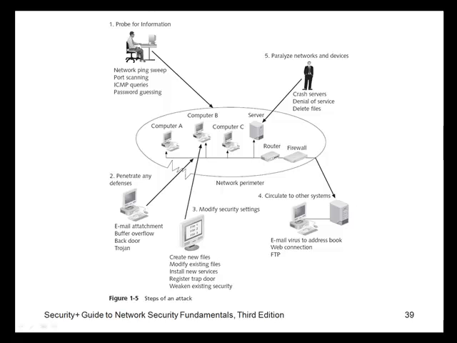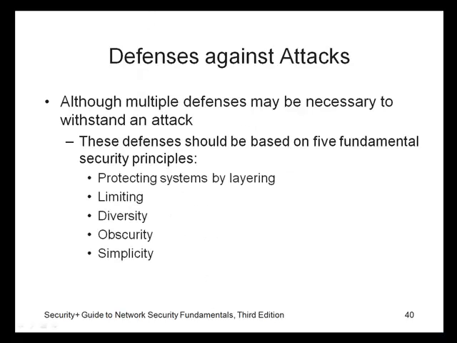Circulate to other systems, and there are a number of ways: email, web connection, FTP. It could be a worm that goes from system to system. Paralyze the networks: crash the servers, deny access to those services. Defense: protecting by layering, limiting, diversity, obscurity, and simplicity.